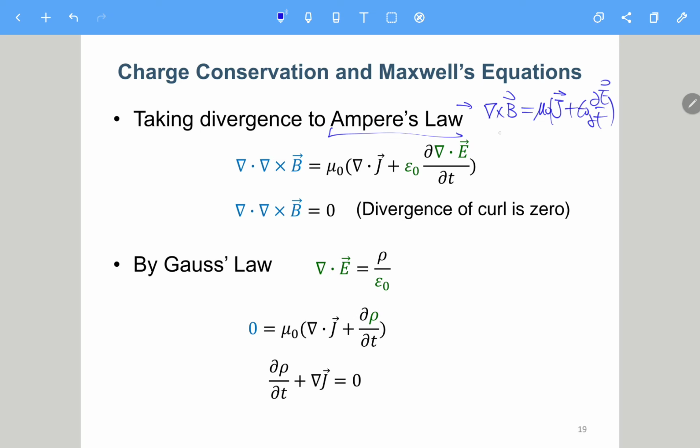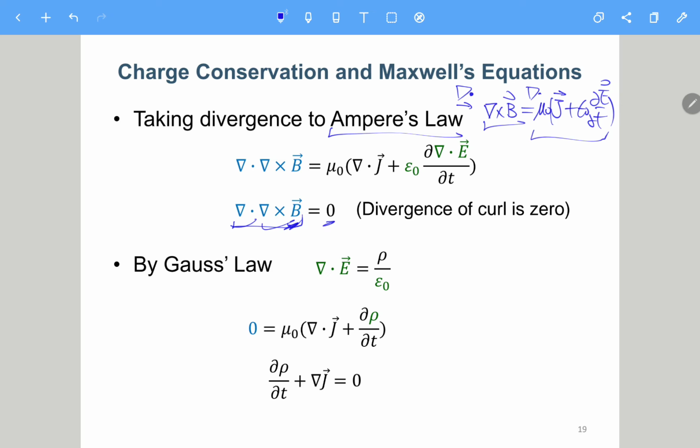This is a vector field, and this is also a vector field, so we can try to take the divergence on both sides. It becomes a scalar field. Then I can let you know that the divergence of the curl of a vector should always be 0, no matter what this B is. You can verify it by yourself.